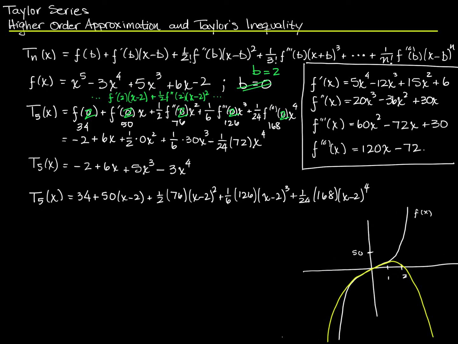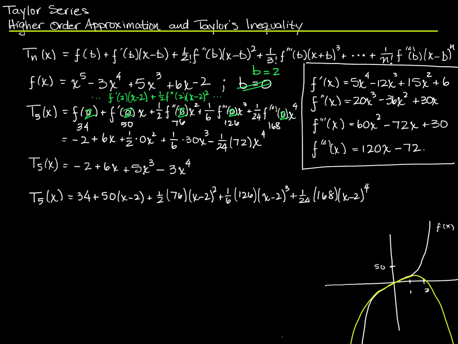So what have I got here? Move this down a little bit. All right, let's tidy that up a little bit. I get 34 plus 50 times x minus 2 plus 38 times x minus 2 squared plus 21 times x minus 2 cubed plus 7 times x minus 2 to the power of 4.